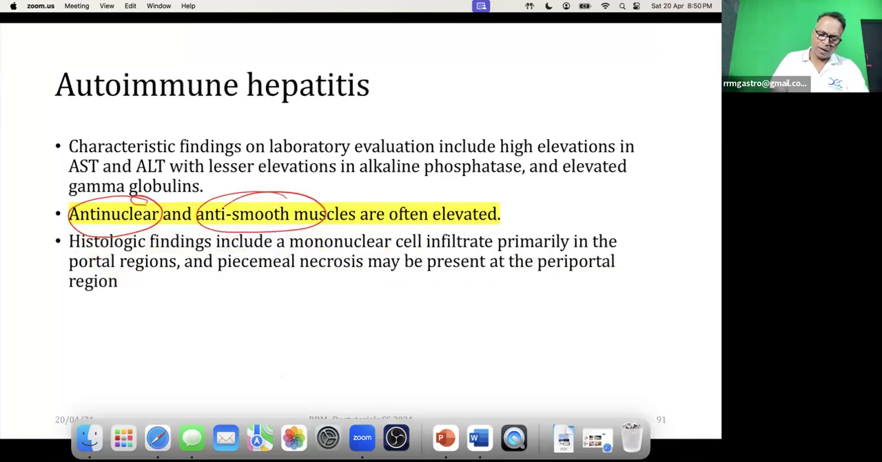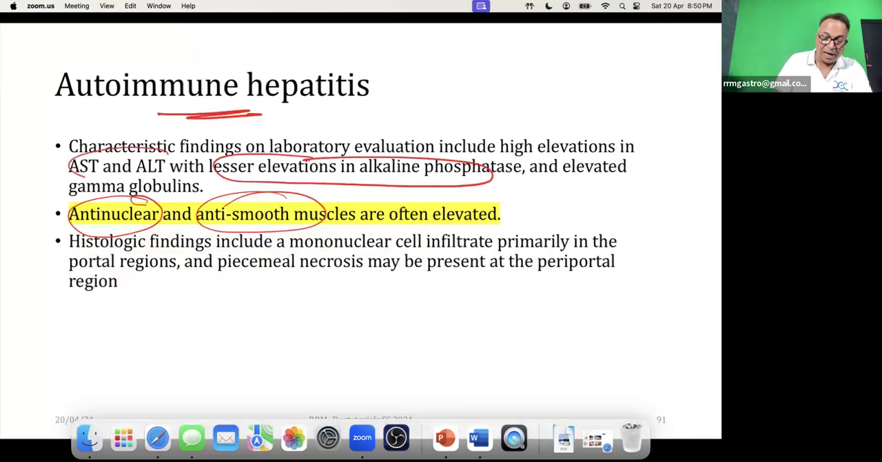Both come to you with elevated alkaline phosphatase and other enzymes. But in autoimmune hepatitis, alkaline phosphatase is less elevated. AST, ALT is more elevated. Alkaline phosphatase is less elevated.